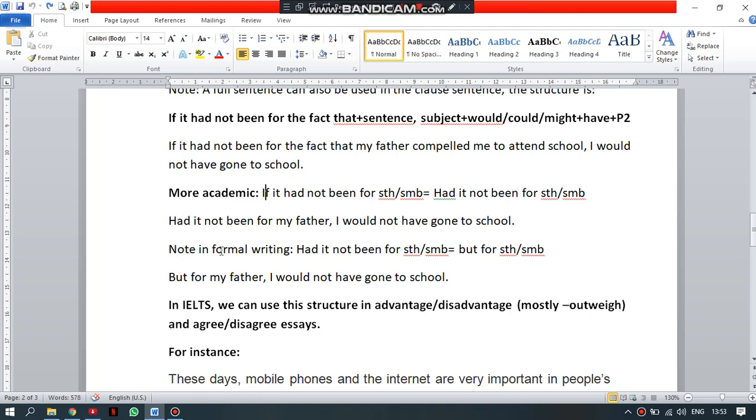You need to remember that in formal writing, we can write "but for something/somebody" instead of writing "had it not been for something/somebody." The meanings are the same, just the difference is that we don't need to write "had it not been." We just put "but" here. For example, "But for my father, I would not have gone to school."